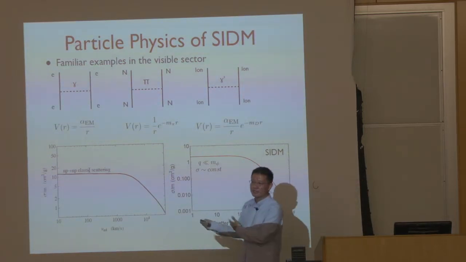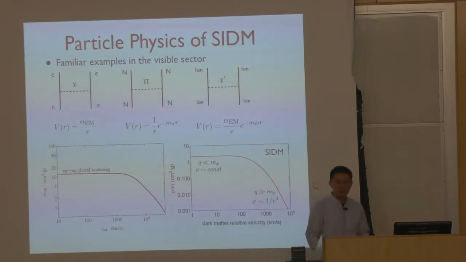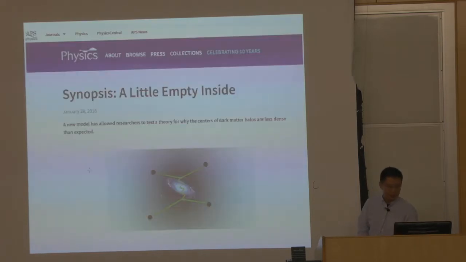It's not crazy. I think it's more natural than lambda CDM, I would say, because everything you see in the standard model sector has collisions. Why not in the dark matter sector?